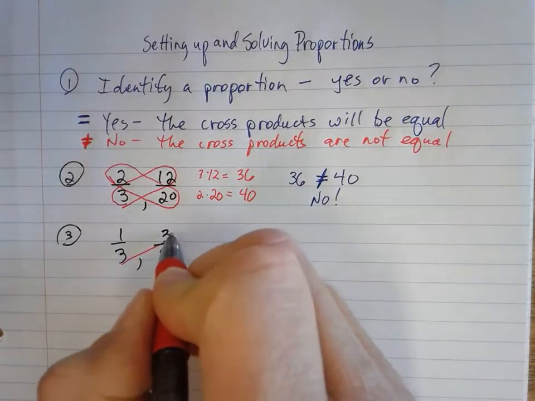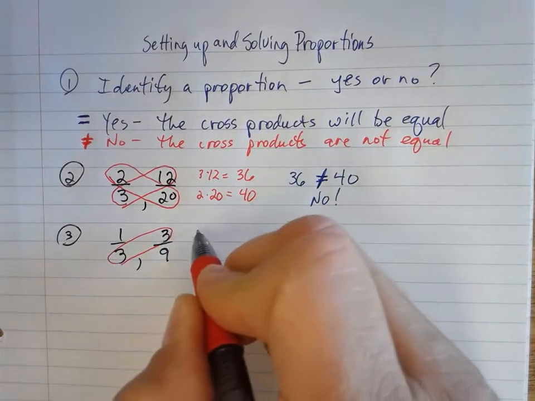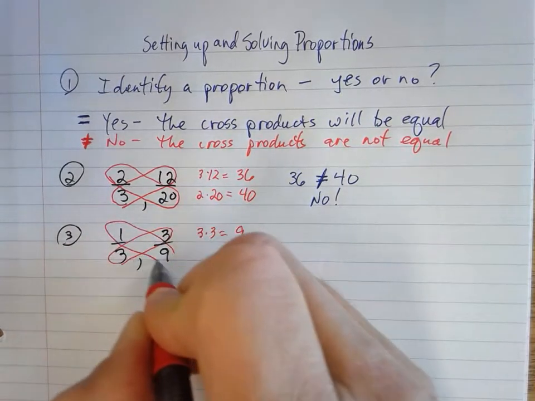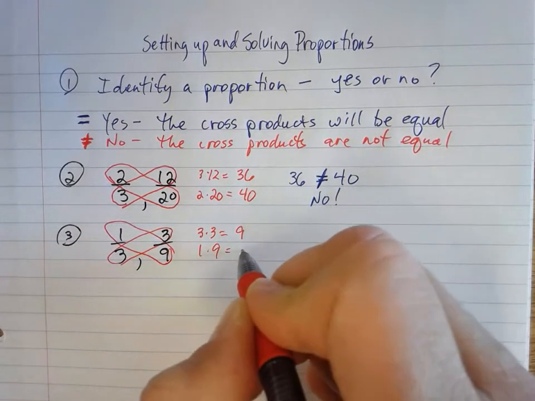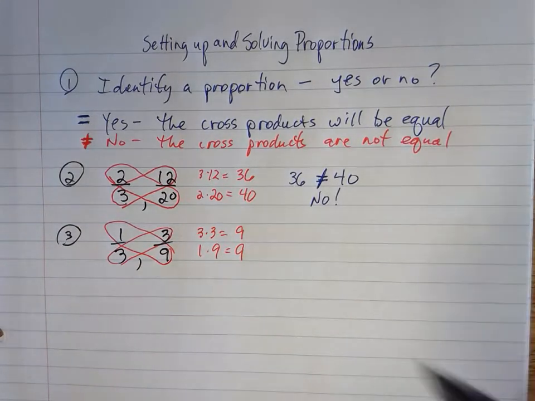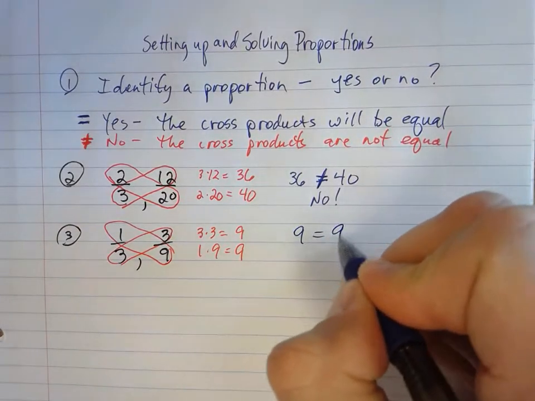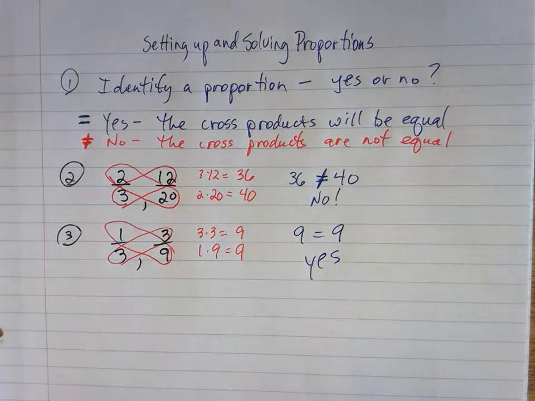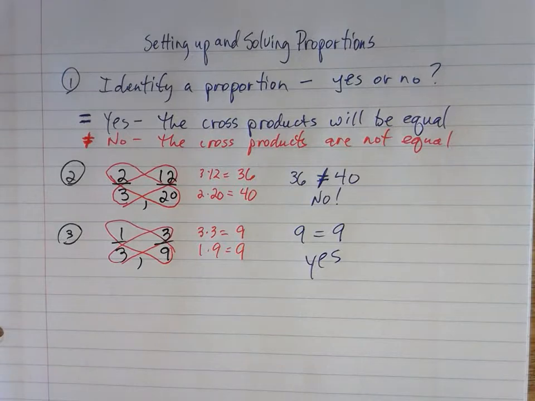So here again, we would say 3 times 3. Of course, the product of 3 times 3 is 9. Here we got 1 times 9, which is also 9. So does 9 equal 9? That's a yes. Okay, so those two ratios right there, 1/3 and 3/9, they would be proportional. So the same amount of people in each class brushed their teeth.